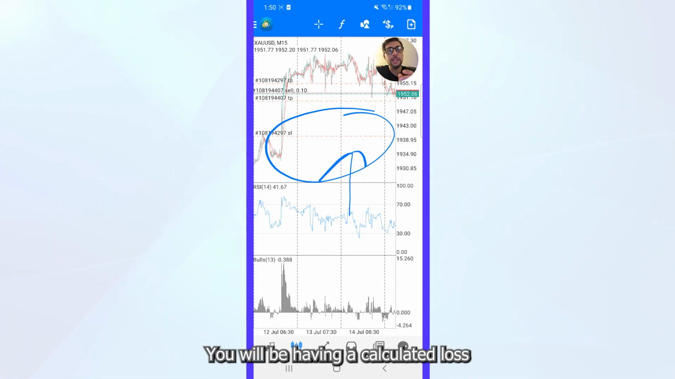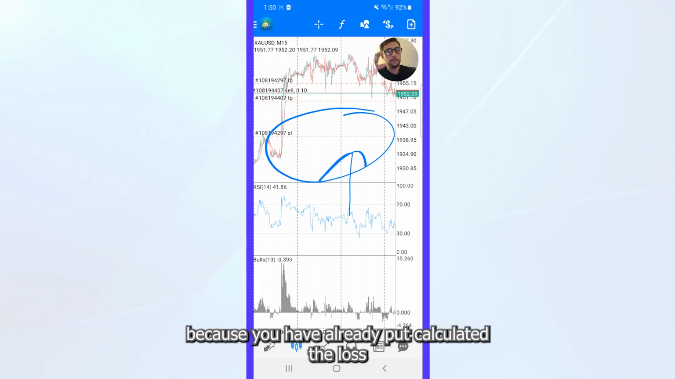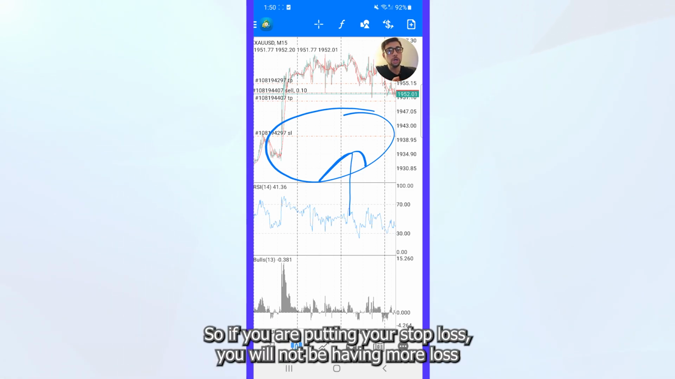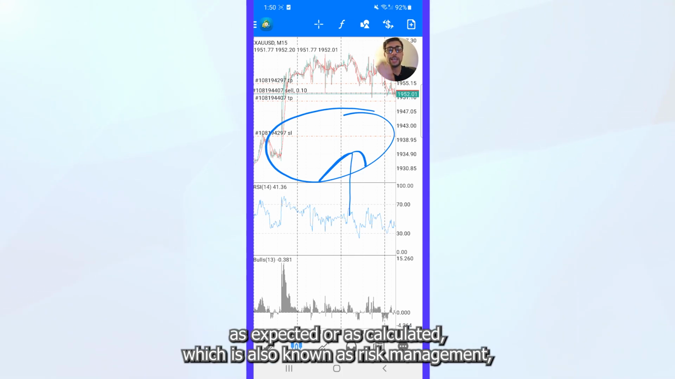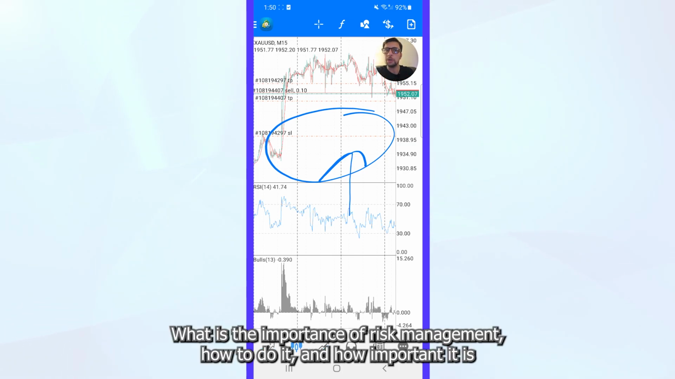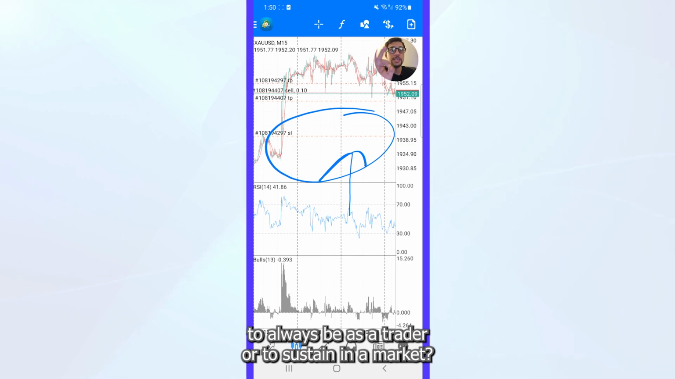You will have a calculated loss, because you have already calculated the loss at which point you are putting your stop loss. So if you put your stop loss, you will not have more loss than expected or calculated, which is also known as risk management, which we will be learning in our advanced session. What is the importance of risk management, how to do it, and how important it is to always have it as a trader, to sustain in the market.